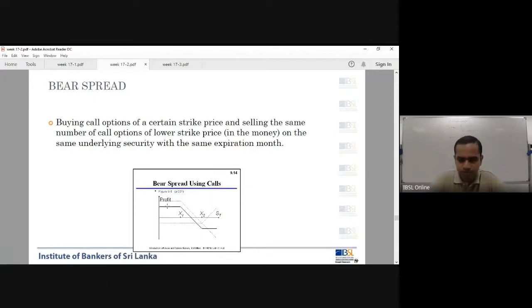Then a bear spread is the opposite. A bear spread is where you buy a high strike put and sell a low strike put.